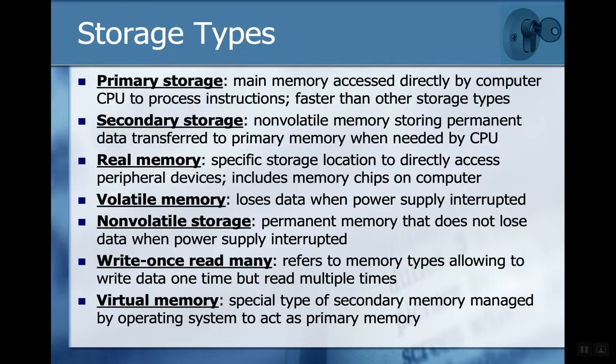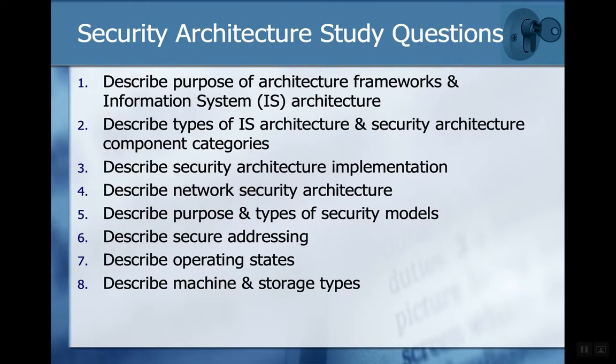Different types of storage, which we've talked about in other areas: primary and secondary storage, real memory, which is where computers do their activities, volatile and non-volatile memories, things of that nature. All these things have potential security dimensions associated with them. And that is everything we need to know about security architectures.